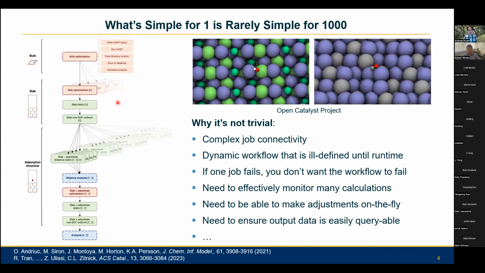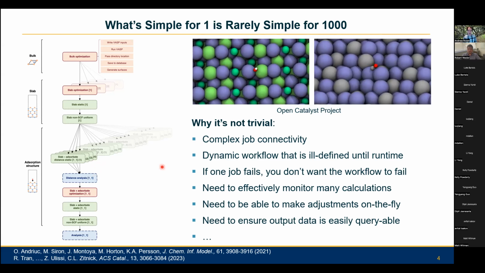And then on each one of those surfaces, you might want to add an adsorbate. But maybe there are multiple possible sites to add that adsorbate, which you don't know until the calculations run. And so you add an adsorbate onto each site. And then maybe you want to do multiple adsorbates, right? Maybe for a catalytic mechanism. So you have to do that process multiple times. And then you want to do some post-processing. And you can see even for a single starting bulk material, you can already end up with hundreds of calculations that need to be done.